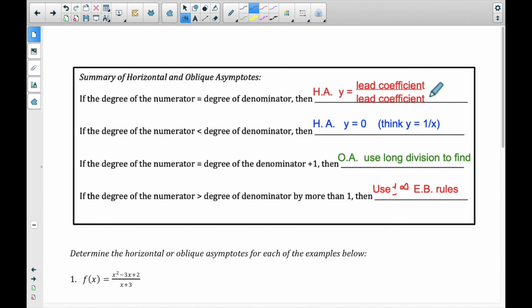I'll look at an example in just a second. If the degree of the numerator is less than the degree of the denominator, then the horizontal asymptote is y equals 0. And that's when you think 1 over x. That is, the numerator is less than the denominator in the degrees.